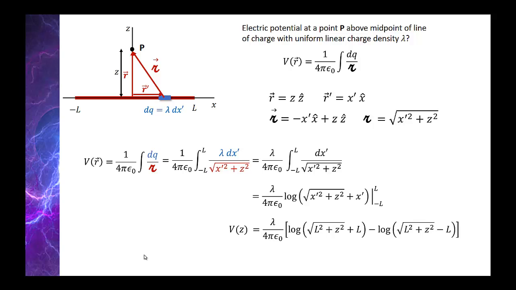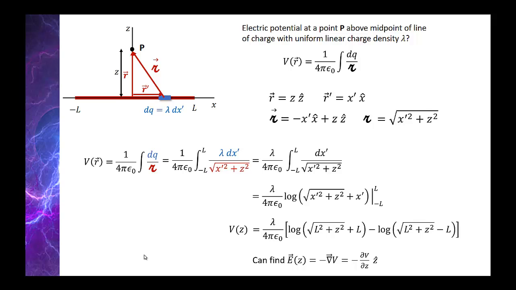If we wanted to find the electric field as a function of z, we would just take the negative gradient of this. And so we can just easily find that by taking the negative derivative of V with respect to z, and then that will be the electric field that points in the z hat direction. We won't do that here, but one can do that calculation relatively straightforwardly and show that you get the same result that we had for the electric field at a point in the middle of a line of charge with uniform charge density lambda.